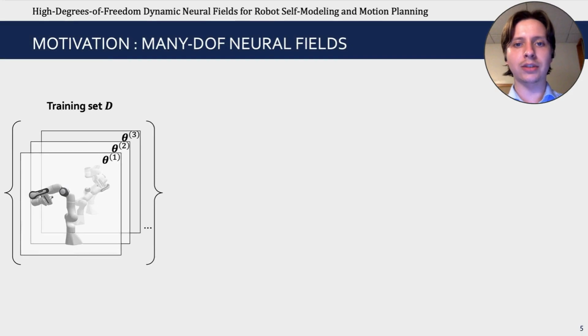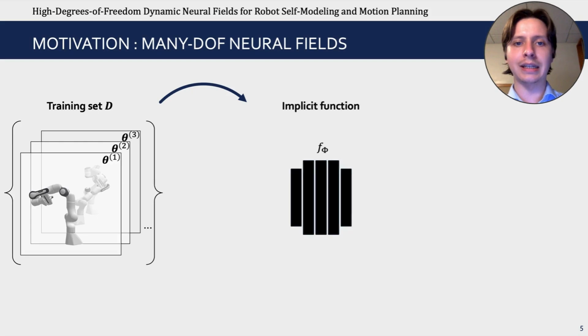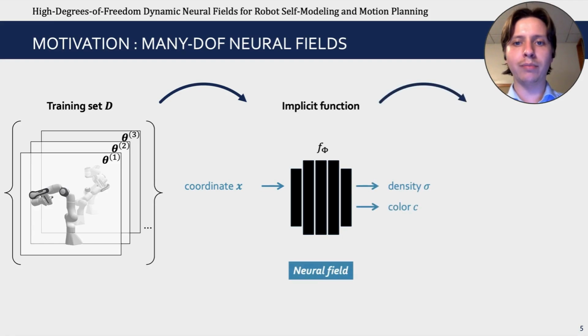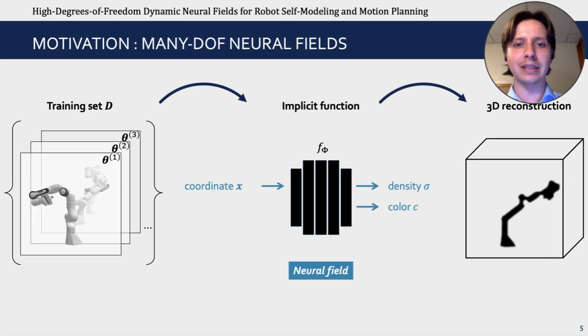Neural fields, such as NeRF, have recently seen ample success in reconstructing static 3D scenes only from 2D images by fitting a continuous coordinate to color and density function. By querying this function at relevant positions, we can reconstruct the entire scene. However, they lack the ability to model articulated objects conditioned on many degrees of freedom, such as kinematics of a robot with moving parts. Thus, we make the following contributions.